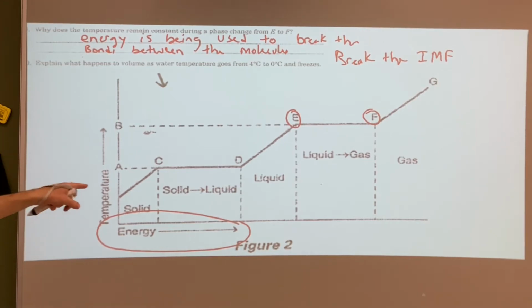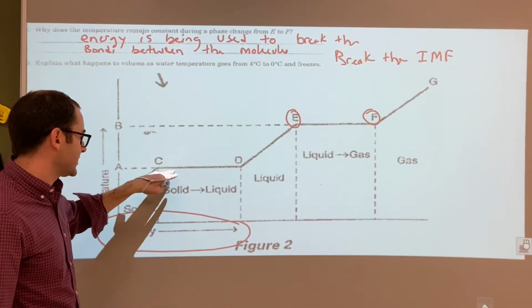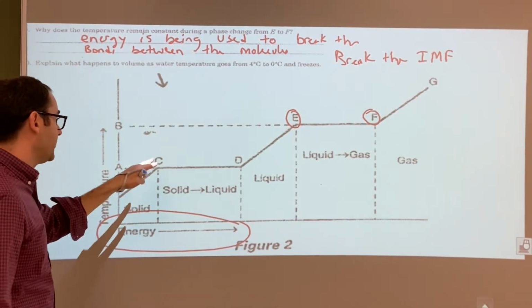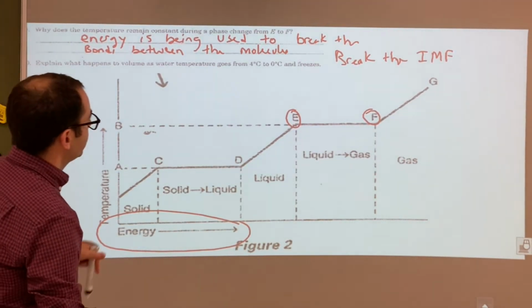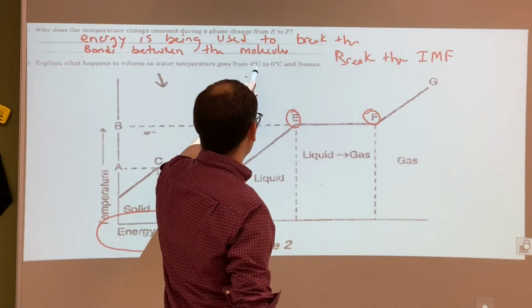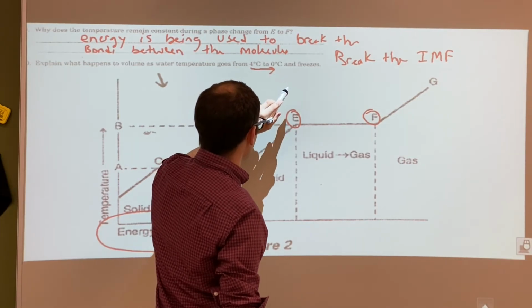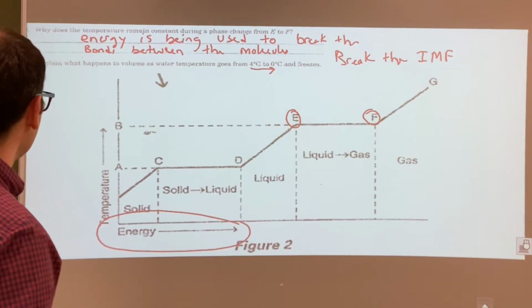All right. Same thing's true down here. When you're melting an ice cube, the temperature stays the same because all the extra energy you're putting into it is being used to melt that ice cube. All right. And then it says, explain what happens to volume as water temperature goes from 4 to 0 and then freezes. So when you go from 4 to 0, what's happening with the volume?